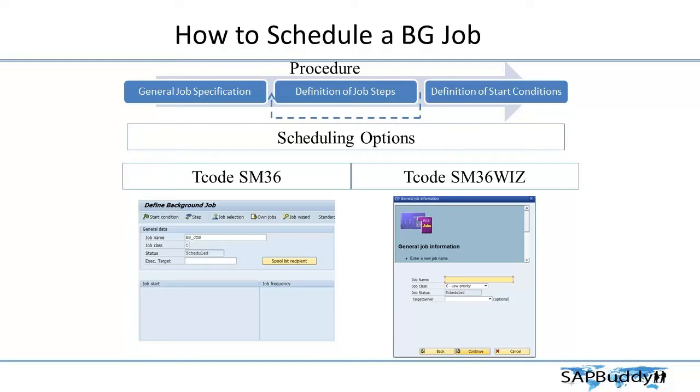As you can see, we have two different transaction codes, but there is not much difference. The result is the same. However, in SM36 you need to select the programs and everything manually. However, the wizard is quite easy. Let's say you are new to job scheduling, or you are informing somebody about this job, then they can use this wizard. Quite easy. However, the result is the same.